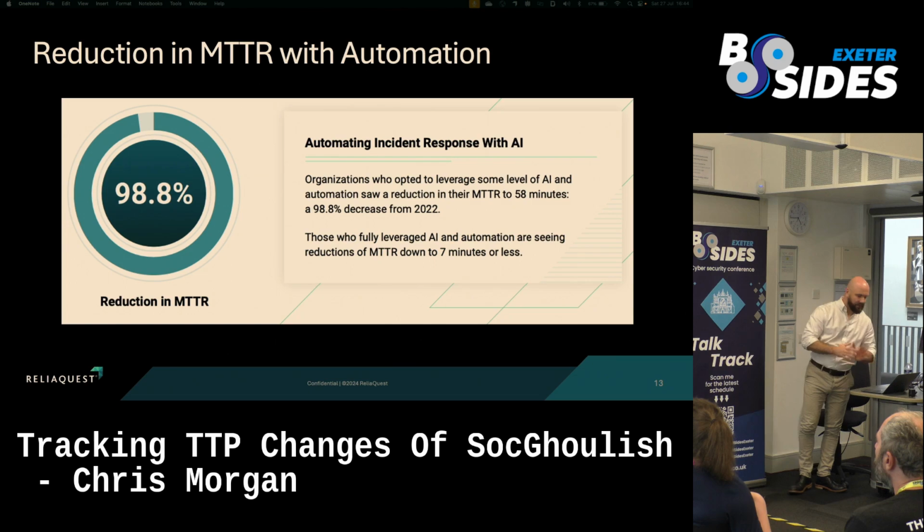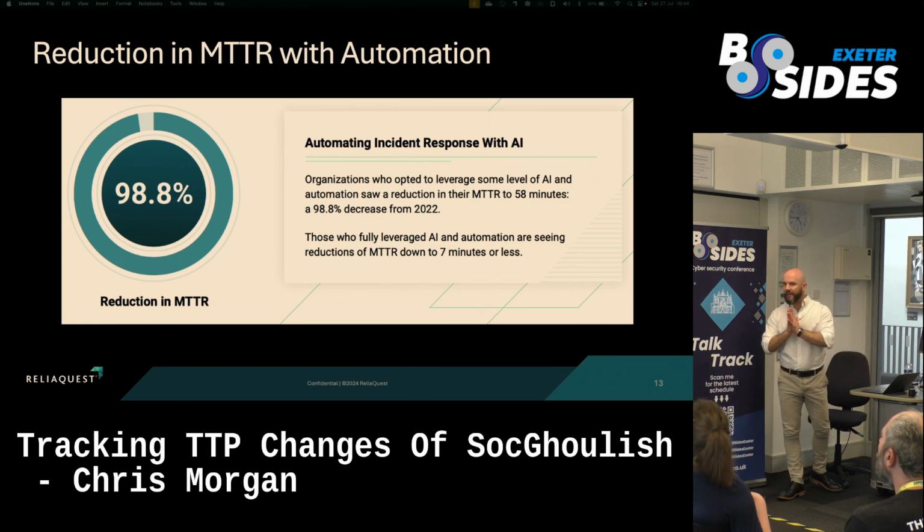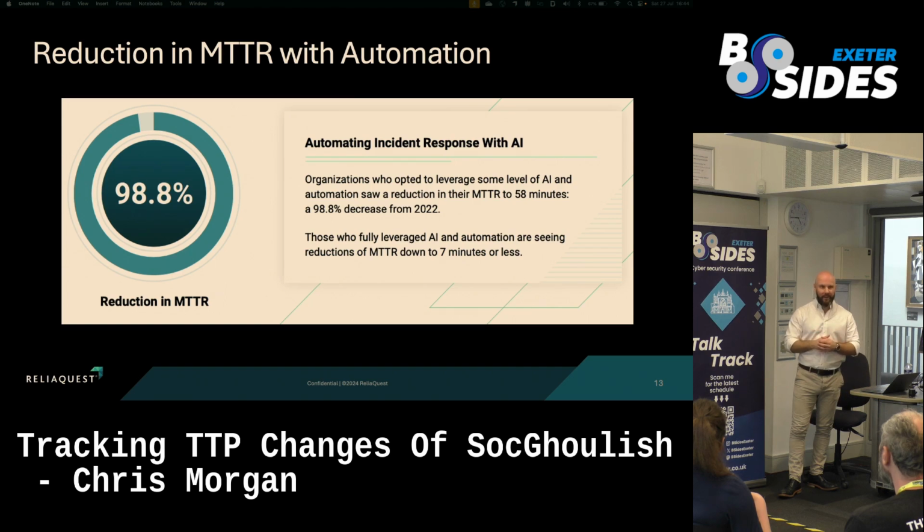And then the last thing I just want to mention, something I took off of our annual threat report. This is ReliaQuest's version of the Verizon DBIR, if you've ever read that. Fantastic report. We found that organizations who opted to leverage some level of AI and automation within their incident response saw a reduction in their mean time to resolve to 58 minutes, which was a 98% decrease, which is just a staggering statistic, absolutely staggering.